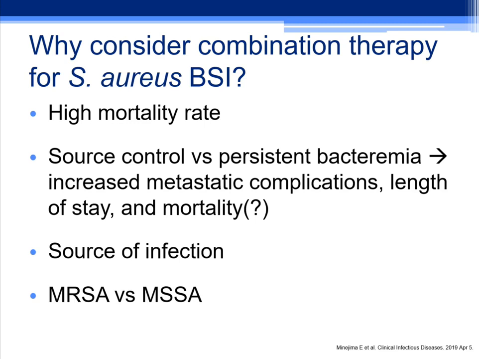Obviously, the source of infection matters. With a high burden source, we want to consider combination therapy, just needing to get that burden of infection down. And then, does the data favor MRSA versus MSSA? Do we know if combination therapy for one of these is better than the other? If you look at the data that we're going to get into, combination therapy is really focused on MRSA, just because with MSSA you still have your anti-staphylococcal beta-lactams and also your first generation cephalosporins that have shown non-inferiority to each other and are able to be readily used.